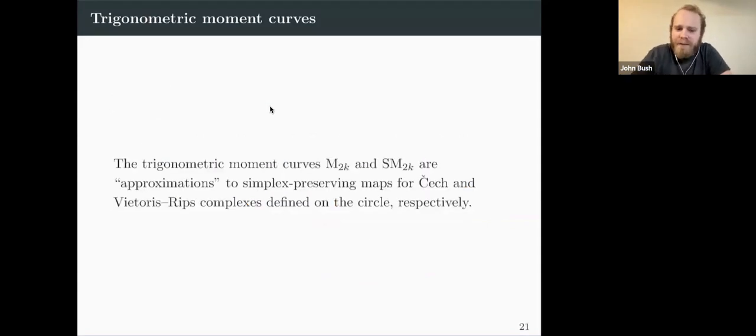And it turns out that the trigonometric moment curve and the centrally symmetric trigonometric moment curve are in some sense approximations to simplex preserving maps for Čech and Vietoris Rips complexes when the vertex set is the circle. In particular, if the vertex set is the circle, then Čech and Vietoris Rips complexes at scale greater than 0 have simplices of arbitrarily high dimension. So of course I can't find a Euclidean realization. Any map to Euclidean space is going to collapse most of the simplices. But I'll try to describe exactly what I mean by these maps being sort of approximations to these simplicial complexes.